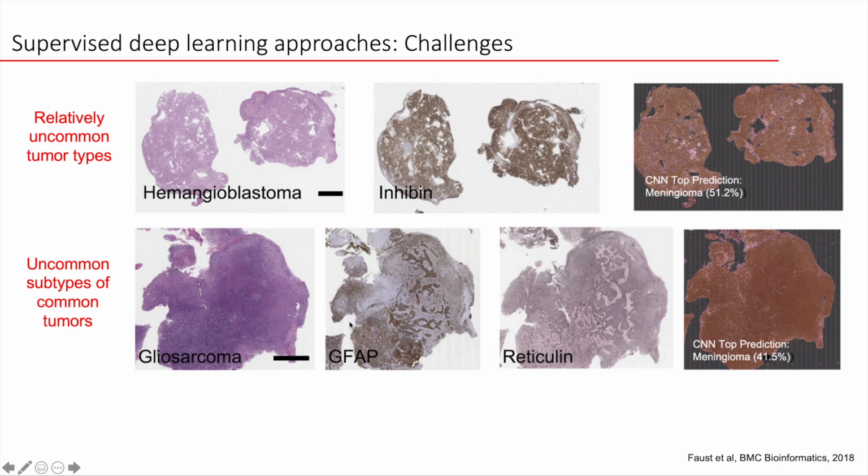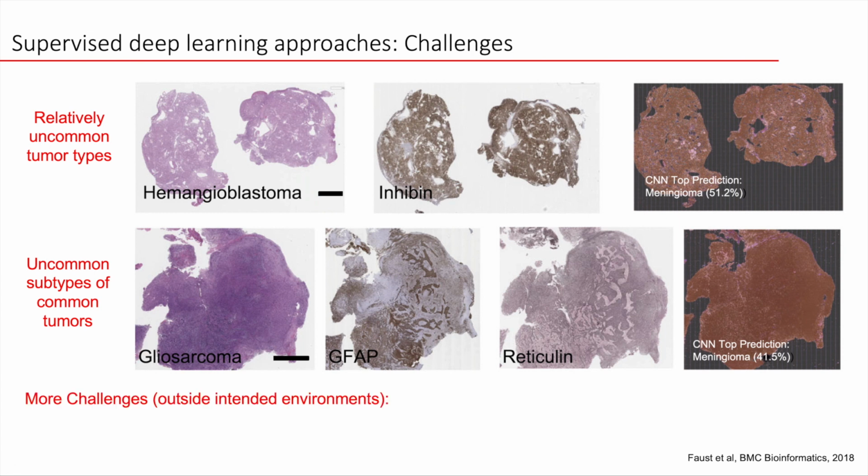It has a glial component that labels with GFAP. In this case, it's only a minor component of this tumor, while the majority of the lesion has a more sarcomatoid pattern, which is labeling here with reticulin. And you can see because of this heterogeneity, the classifier got confused with the sarcomatoid component and called it a meningioma in this case, which is obviously not the right diagnosis.